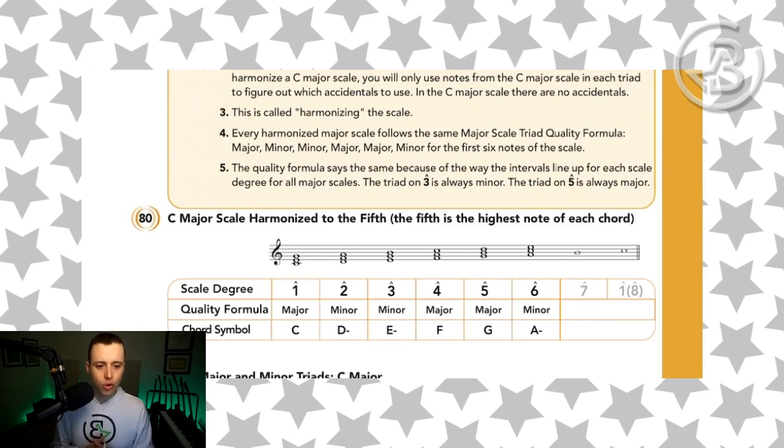The quality formula stays the same because the intervals line up for each scale degree for all major scales in the same way. For example, the triad on scale degree 3 is always minor, and the triad built on scale degree 5 is always major. It does not matter what scale we are using. In the next lesson, we are going to unpack these rules and do a deep dive into the C major harmonized scale. I will see you in the next lesson.